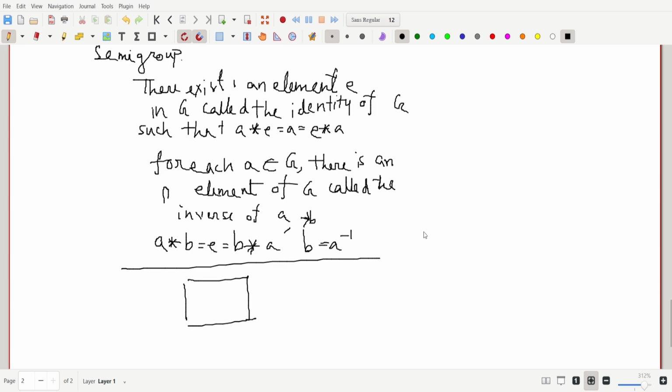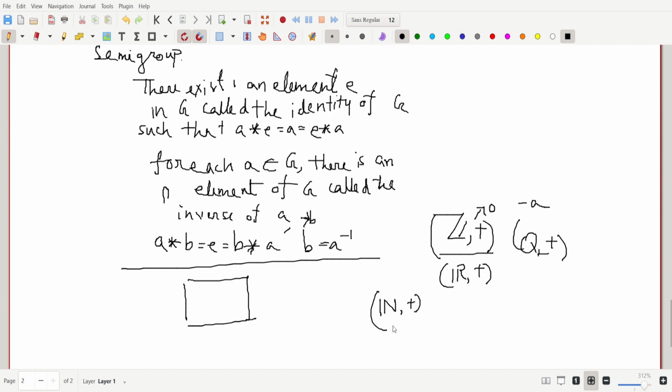What satisfies this property? Z under addition, Q under addition, R under addition all satisfy this property, which you can check. In Z, the identity is 0, and there's also minus A. One more thing: natural numbers under addition is not a group. The identity is 0, which is not natural. Also, if you include 0 in it, it is still not a group.